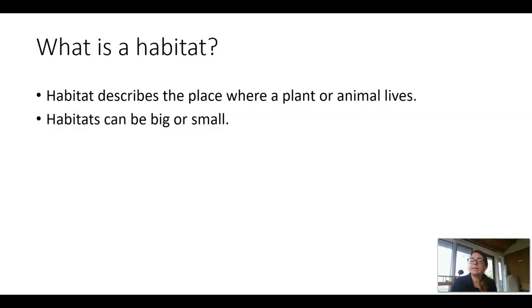So your assignment is going to be to create a habitat for a particular animal. But before you can do that, you need to understand what a habitat is. So it's the place where a plant or animal lives.